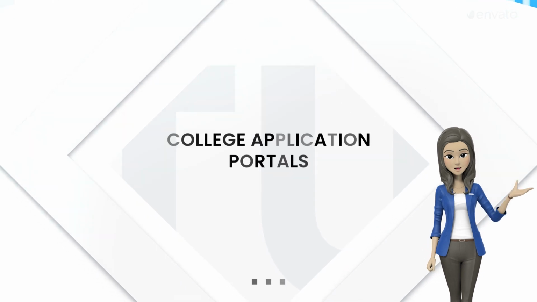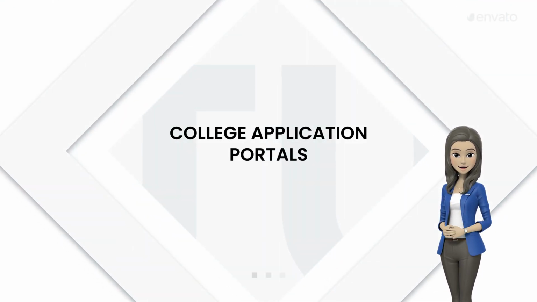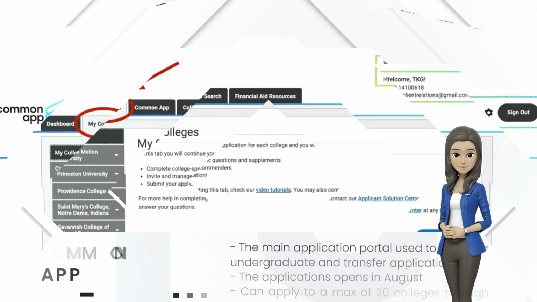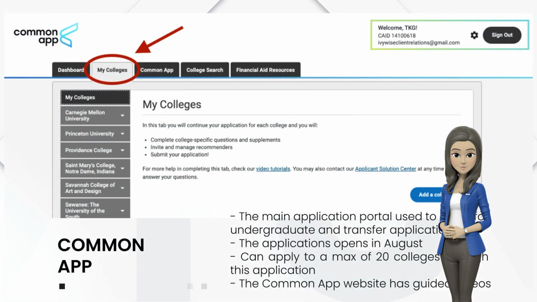So, in order to apply, you actually need to apply through a portal. The most common portal is called the Common App, and this main application portal is used to apply for undergraduate and transfer applications. The application typically opens August 1st, and you can apply to a max of 20 colleges through this application.